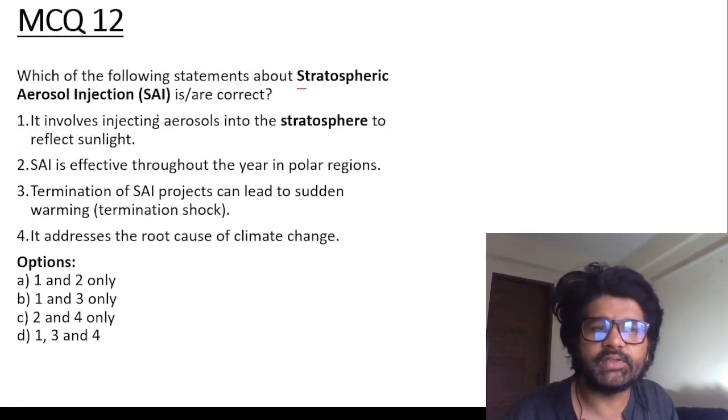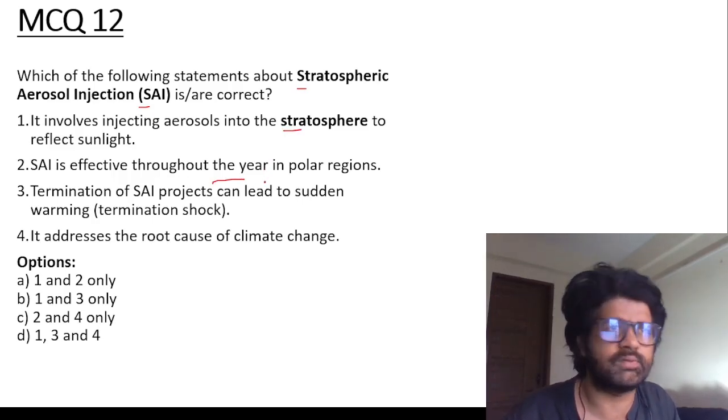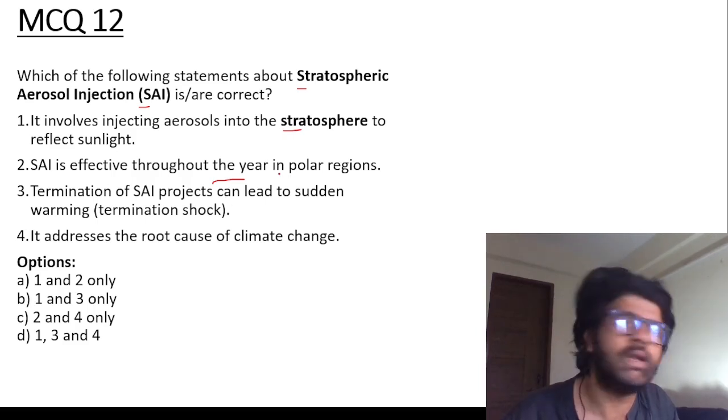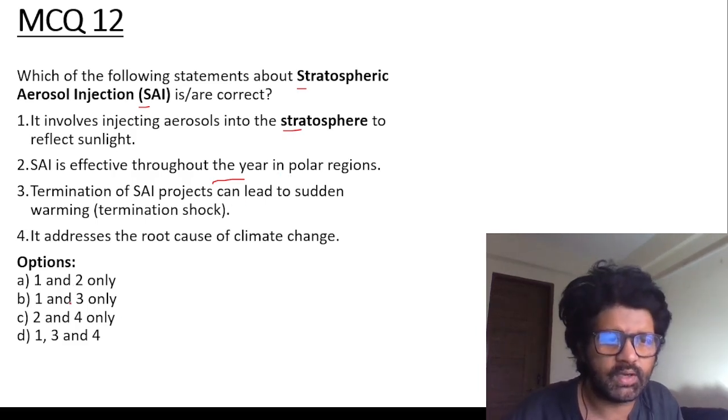Which of the following statements about SAI, stratospheric aerosol injection, is correct? The stratosphere reflects sunlight, yes, but it's not effective throughout the year. In winter it's useless because there's no sunlight. You want to reflect sunlight, but in winter there's no sunlight. So the second is wrong. Eliminate the second.